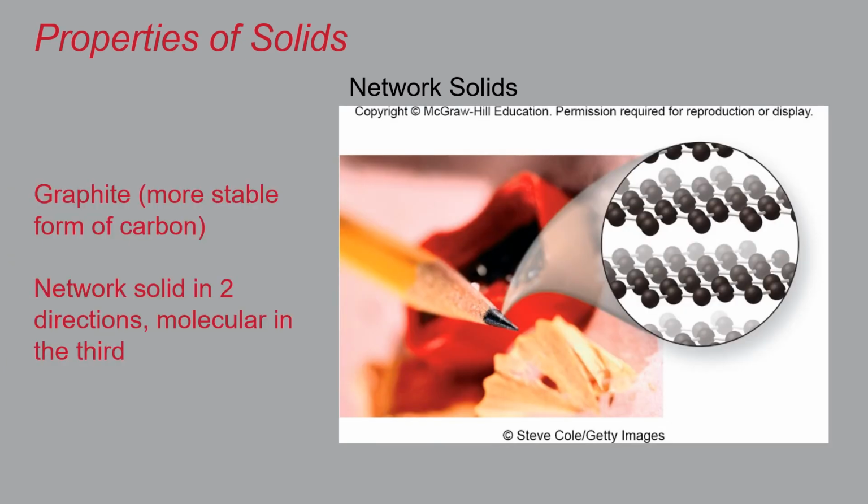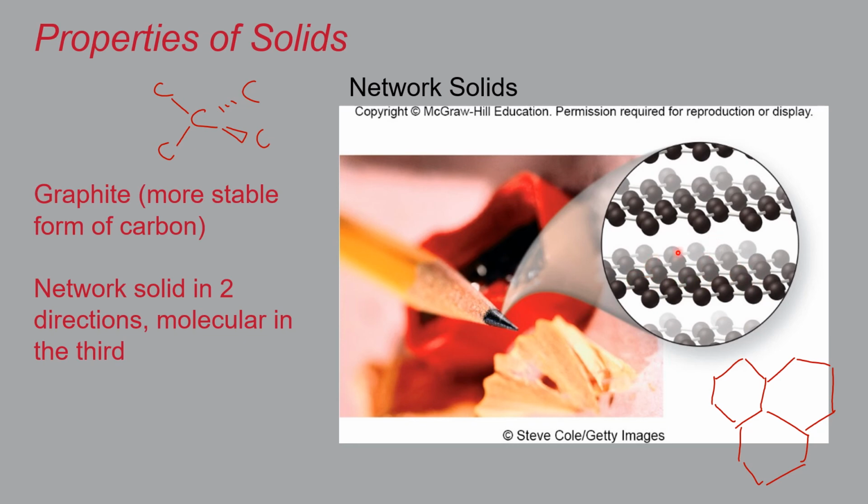I do want to point out one other type of network solid, because it's technically a network solid, and that's graphite. Graphite is also pure carbon, and it's actually more stable than the diamond form. But it's very interesting that it is a network solid in 2 directions and a molecular solid in the 3rd. So here is what this looks like.